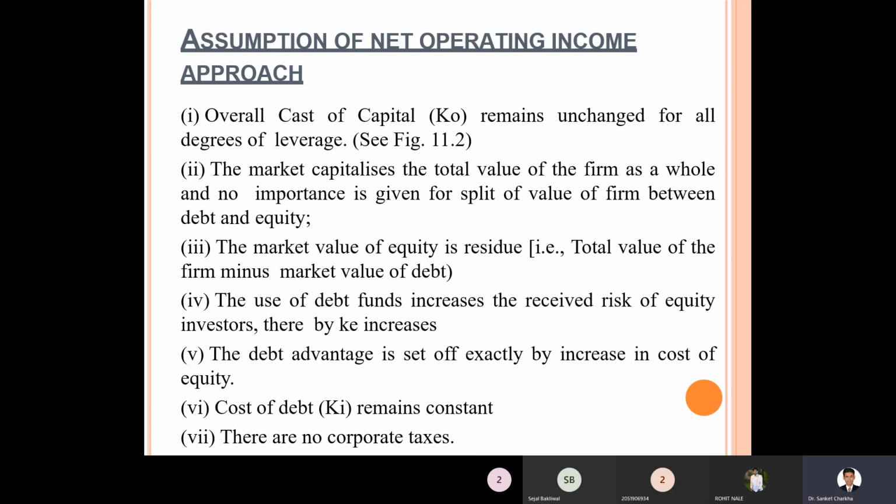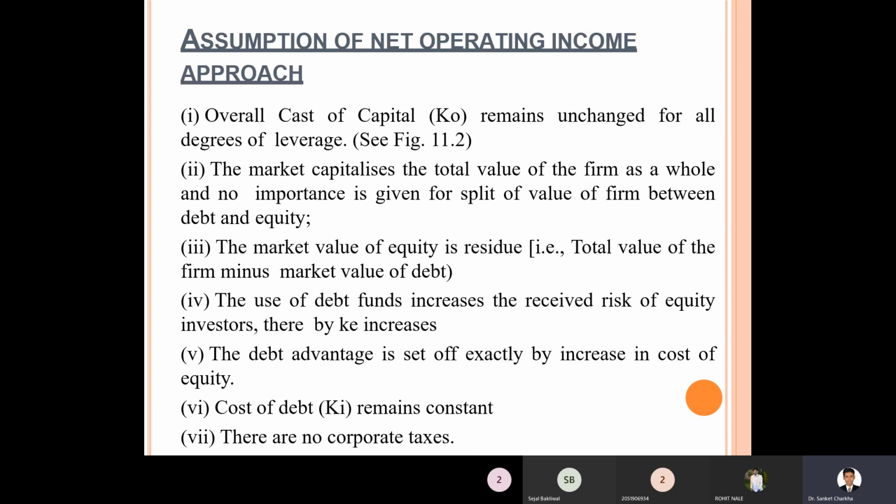Continuing with the net operating income, let's look at the various assumptions of the net operating income approach. With respect to the assumptions, the first is the overall cost of capital. The overall cost of capital remains unchanged for all degrees of leverage. Whatever the degree of leverage, whether operating leverage, financial leverage, or combined leverage, your overall cost of capital remains unchanged, the same, or stable.